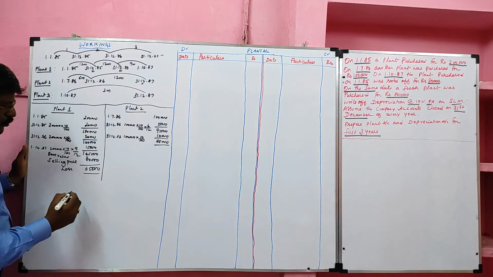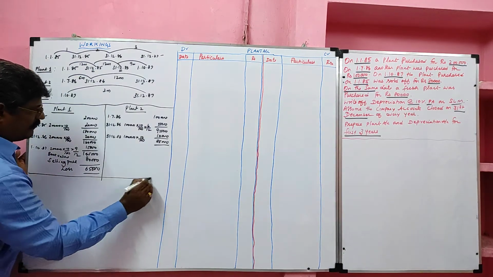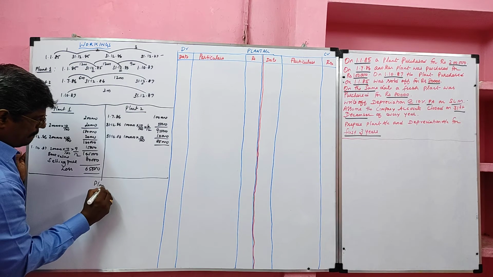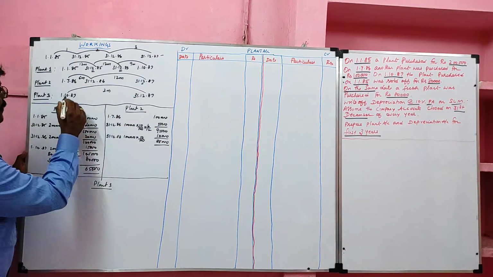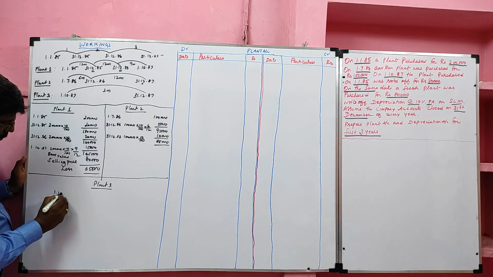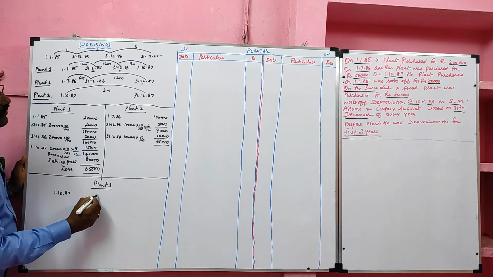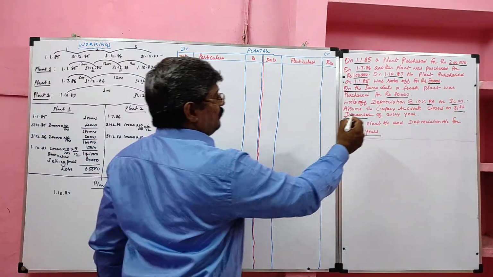Then we have to show working for plant 3 also. Plant 3 was purchased on 1/10/87. The third plant was also bought for 80,000.